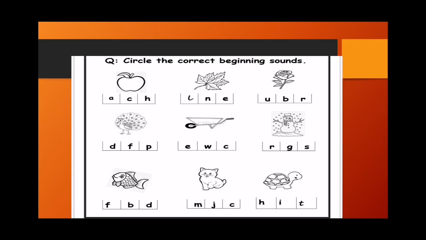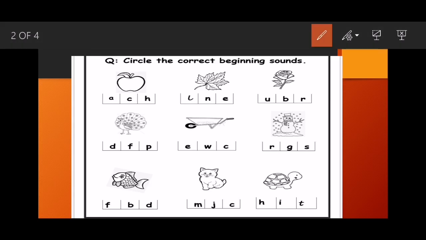Now come to the first picture. What is this? Yes, an apple. Now, what letters do we have? A, K, H. So, apple starts from A. A, apple. We will circle it like this. Now, come to the next picture. What is this? Leaf. So, the letters we have are L, N, A. So, the leaf starts from L.